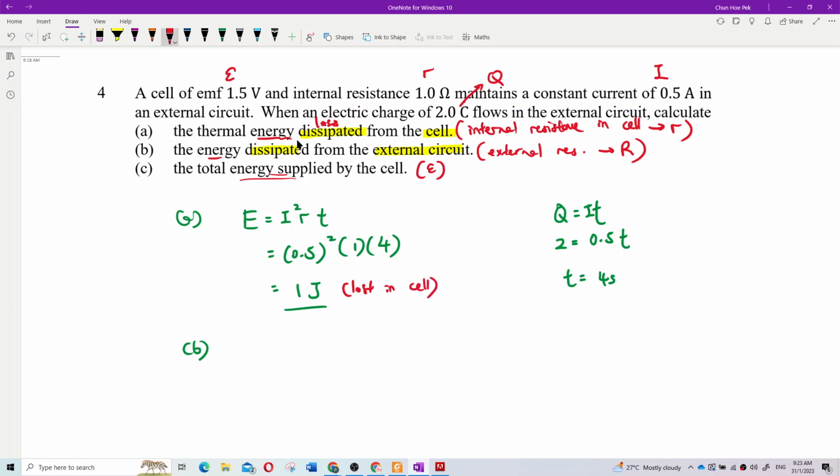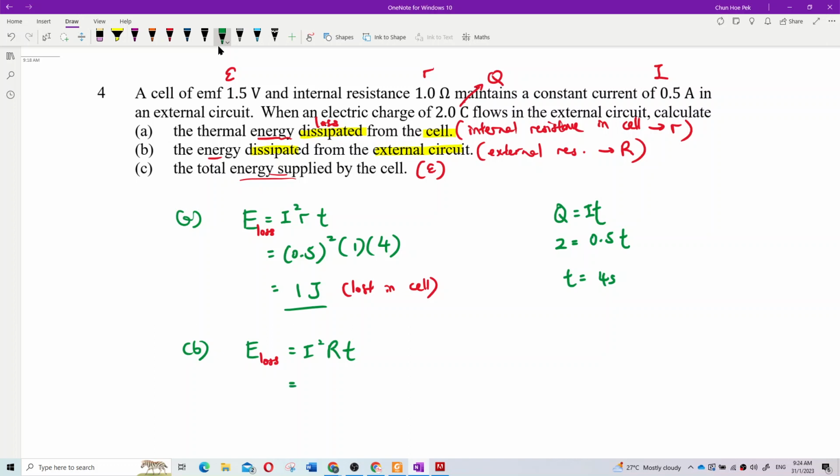Now, how about energy loss in the external circuit? That means energy loss through the external resistance. Normally for energy loss we use I squared R T, where there is resistance. If it is energy supply we use V I T. This one is also energy loss, but in the external circuit, so that means I squared capital R T.